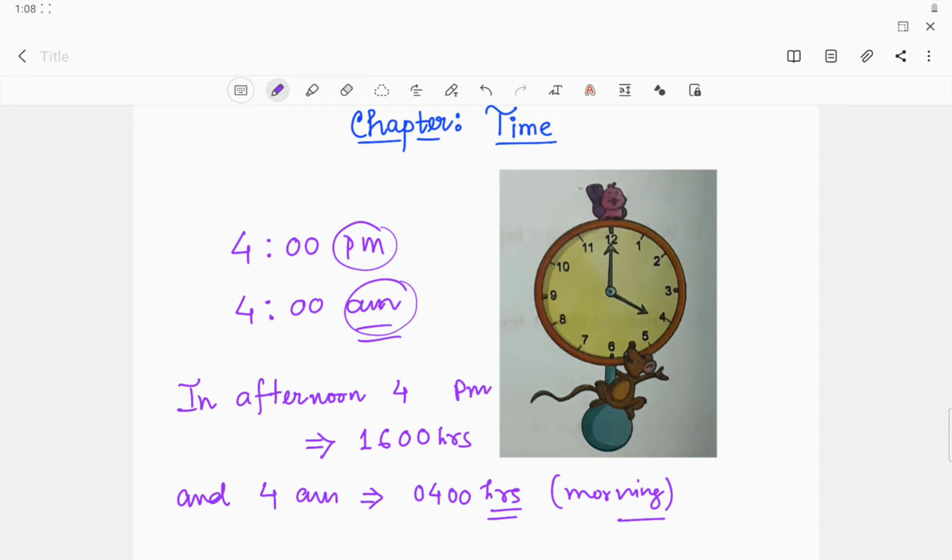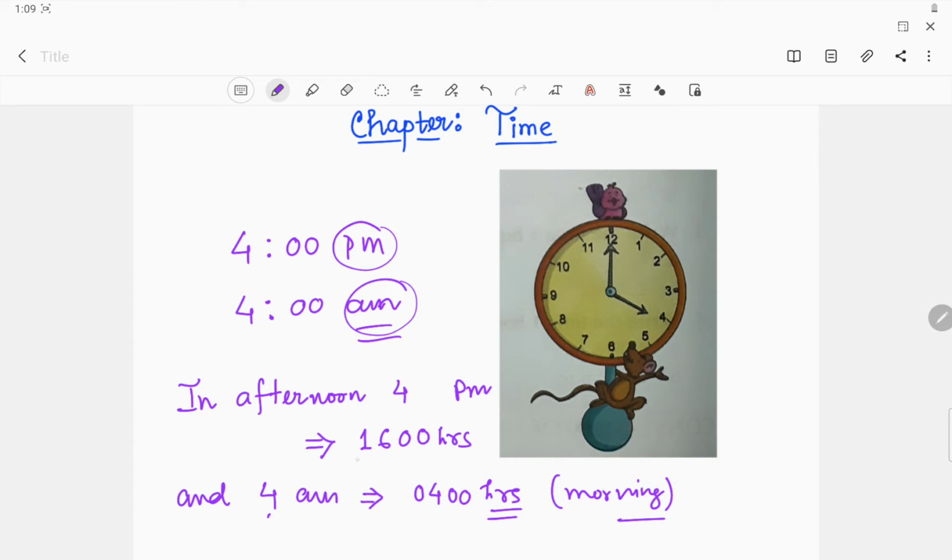So for the 24 hours, we will split into two portions. Midnight 12 to day 12, it will be 0 to 12. That means 0, 1, 2, 3, 4, 5, 6, 7, 8, 9, 10, 11, 12. Then when it is 1 p.m., in the 24 hour clock, it will be 13 hours. When it is 2 p.m., then it will make 14 hours. Okay? So for 24 hours, it will be added after day 12.